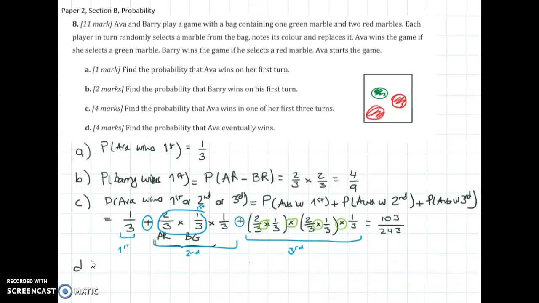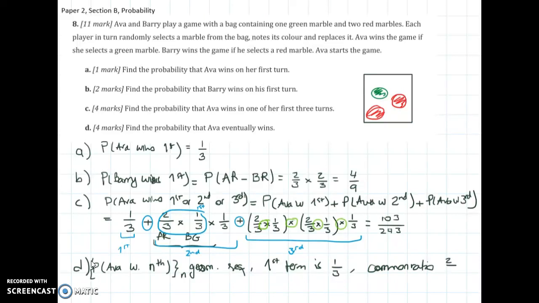So now it won't be too hard to answer part D, because we see that the probability of Ava winning in the nth turn, as a function of n, is a geometric sequence. The first term is 1 over 3 and the common ratio is 2 over 9. That was the 2 over 3 times 1 over 3.